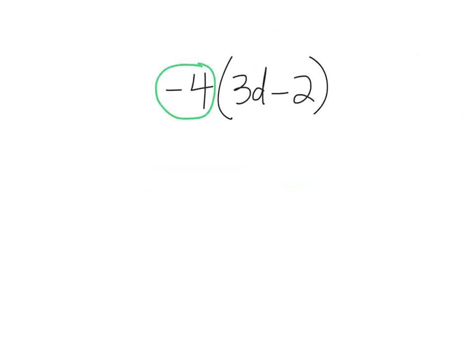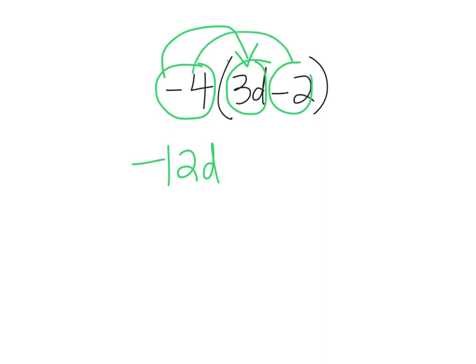Okay, I have a negative 4. I have 4D. I have a negative 12. I have parentheses, so I have to distribute or multiply. Okay, so negative 4 times 3 is going to be a negative 12D. And negative 4 times negative 2. A negative times a negative is a positive, so it's a positive 8. Final answer.